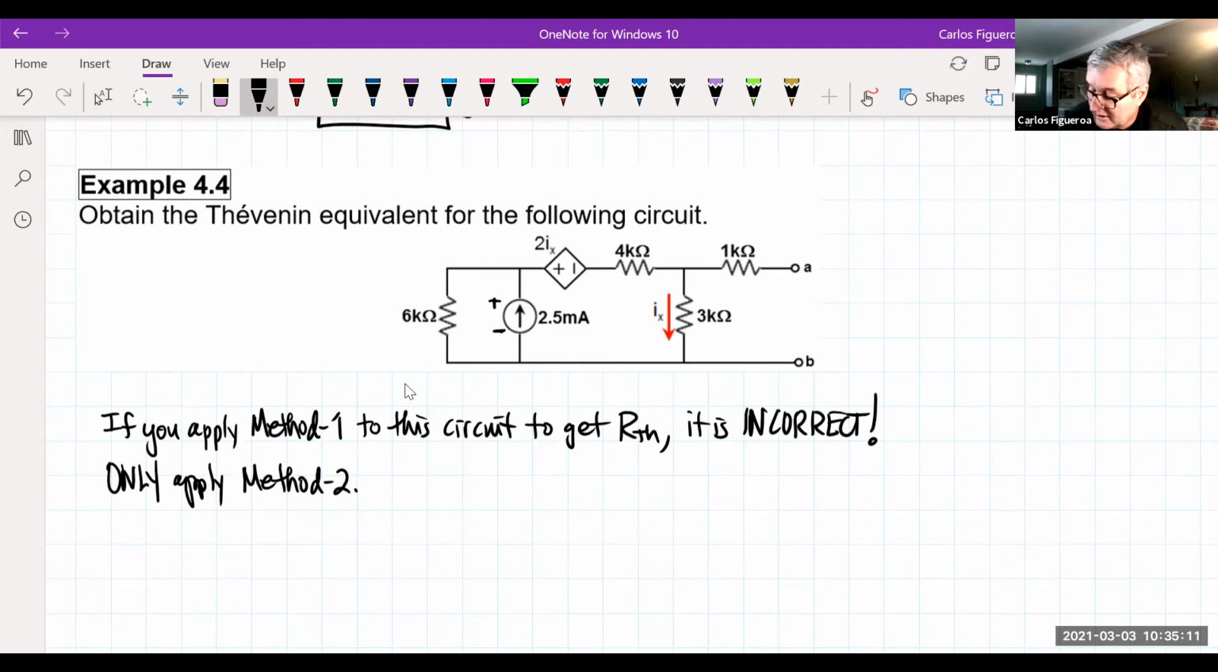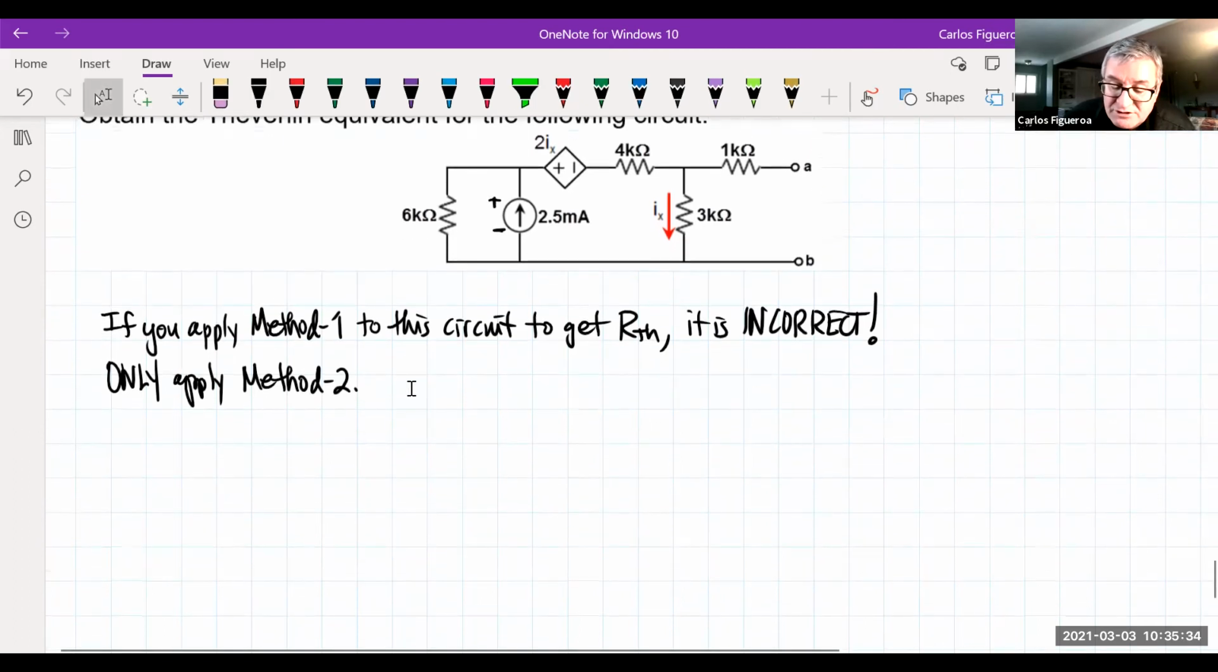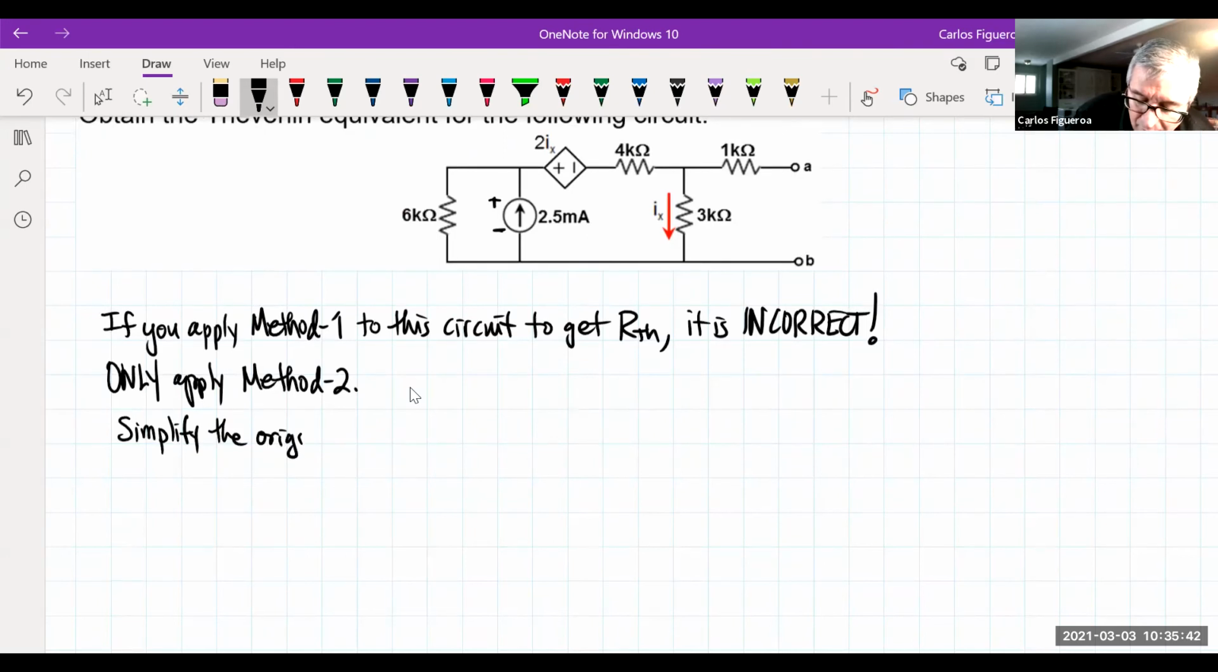Let's step through this. I'm going to convert this into a voltage source in series with this whole branch here. The 6 and the 4 add, and then the two voltage sources, the one from the current conversion and the 2ix, are going to be opposing each other. So I'm going to simplify the original circuit via source transformations.